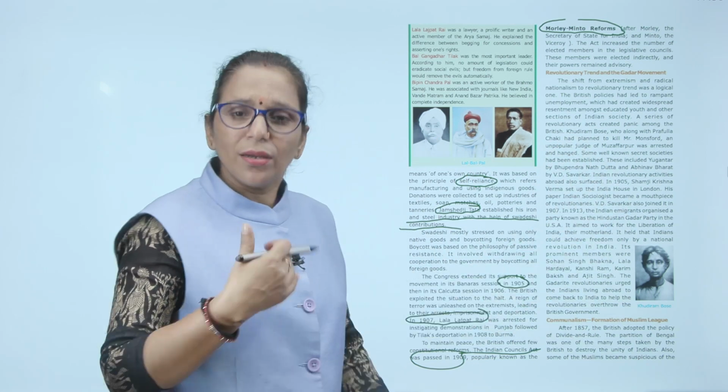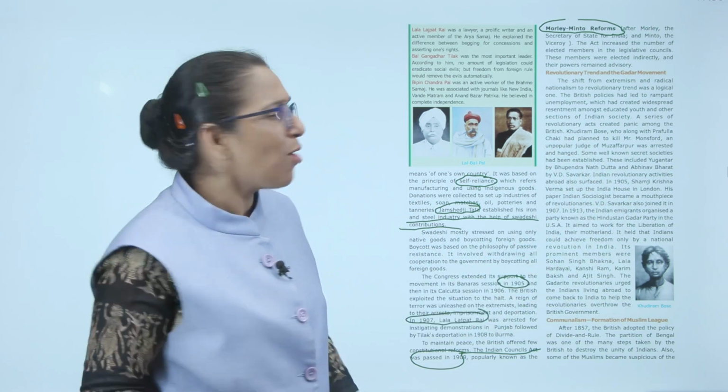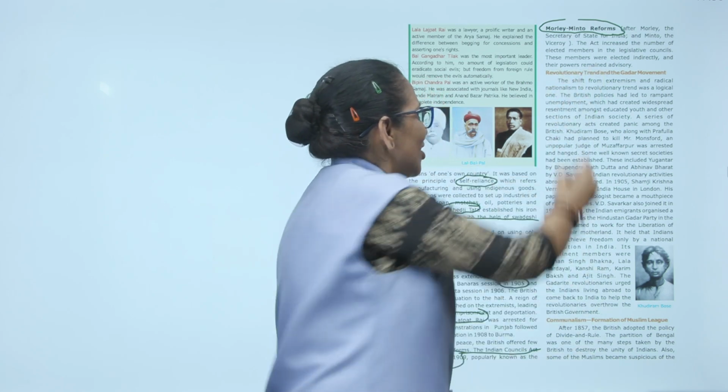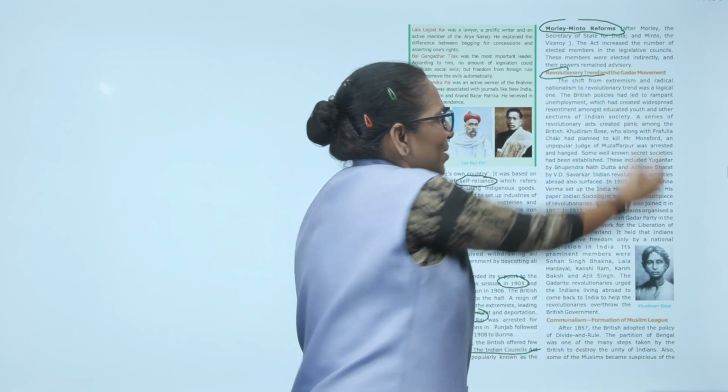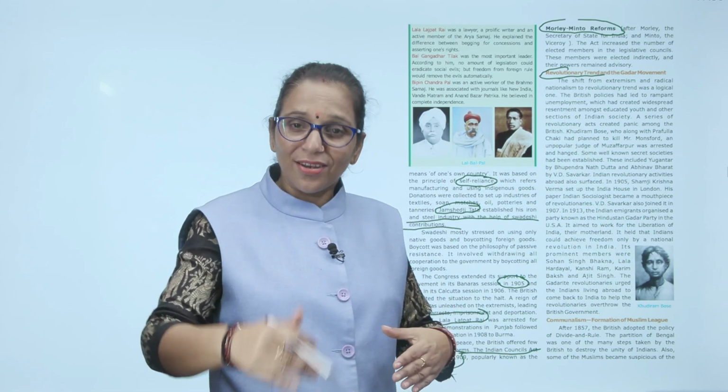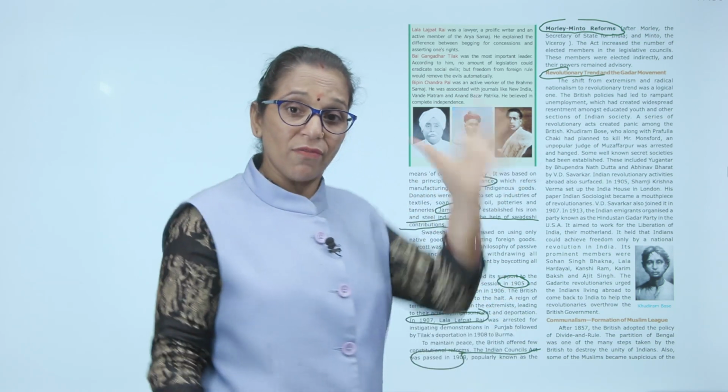Then what happened? The revolutionary trend has started. Now you cannot stop the Indians, and the Gadar movement was also there. The shift from extremism and radical nationalism to revolution. Pehle extremists were radical, and now revolution. This trend happened logically one by one in Indian society.